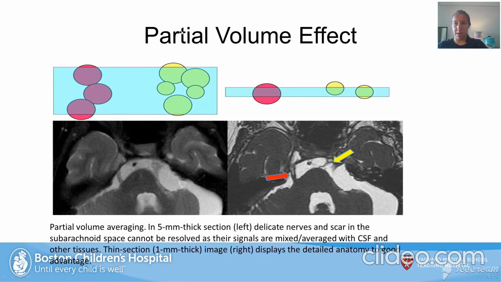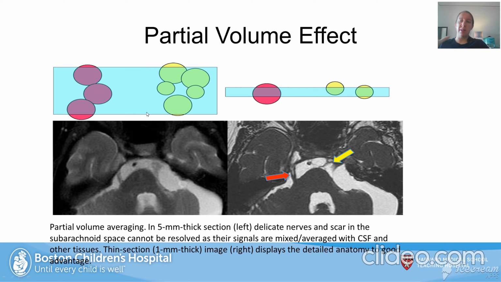Another common artifact is known as the partial volume effect. This also occurs in CT. Basically, you have these structures here, and they all get averaged into one huge voxel in this case. So you won't be able to distinguish between this structure and this structure here. Versus if you have a smaller slice in the image, you get a better depiction of them. This will give you a better spatial resolution if you use a smaller slice, but you'll sacrifice the SNR.